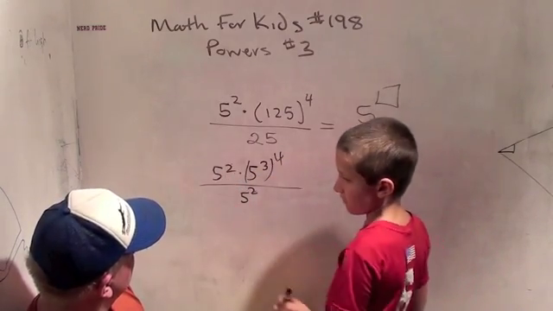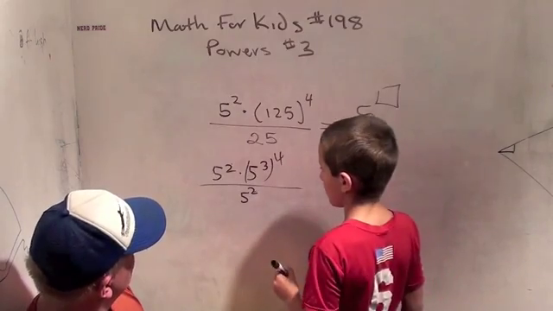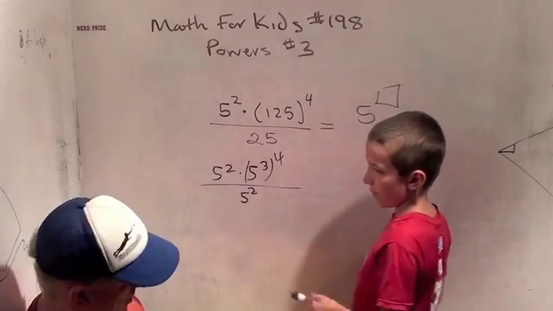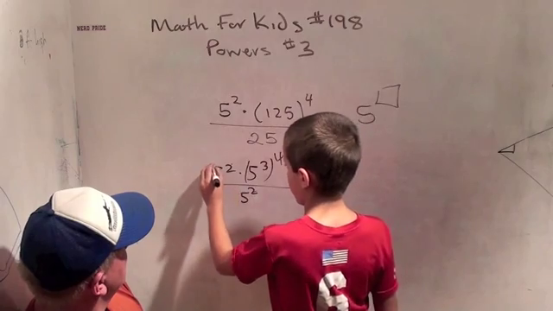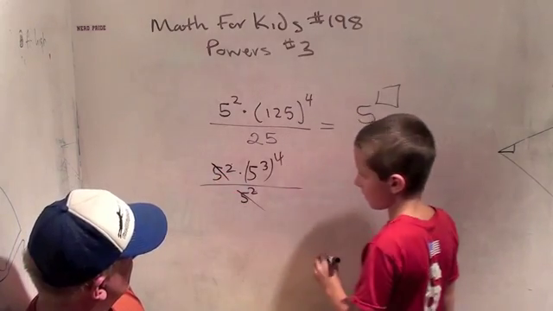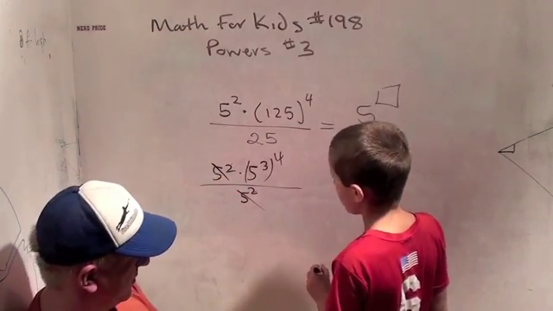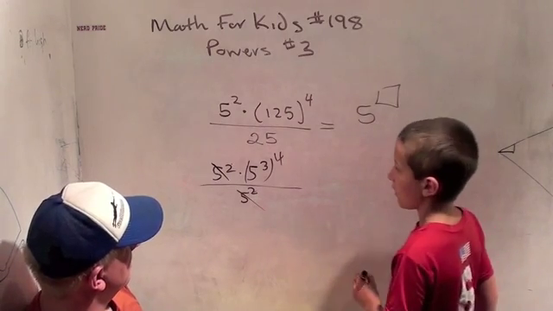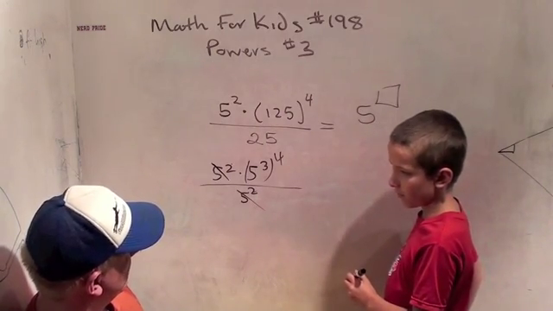You can cancel the 5 squareds. Okay, why is that? Because you have one on top and one on the bottom. Okay, and I'm just left with what? 5 cubed to the 4th, which is 5 to the 12th.